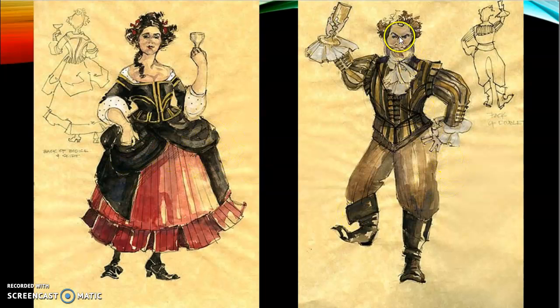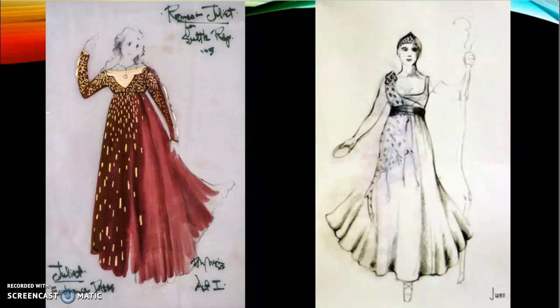Okay, same for this dude. If we drew a line right down the center, this boot matches this boot. The lines of his doublet match the lines on this side of his doublet. Same with his sleeves. His cravat is right in the middle. Very, very symmetrical.